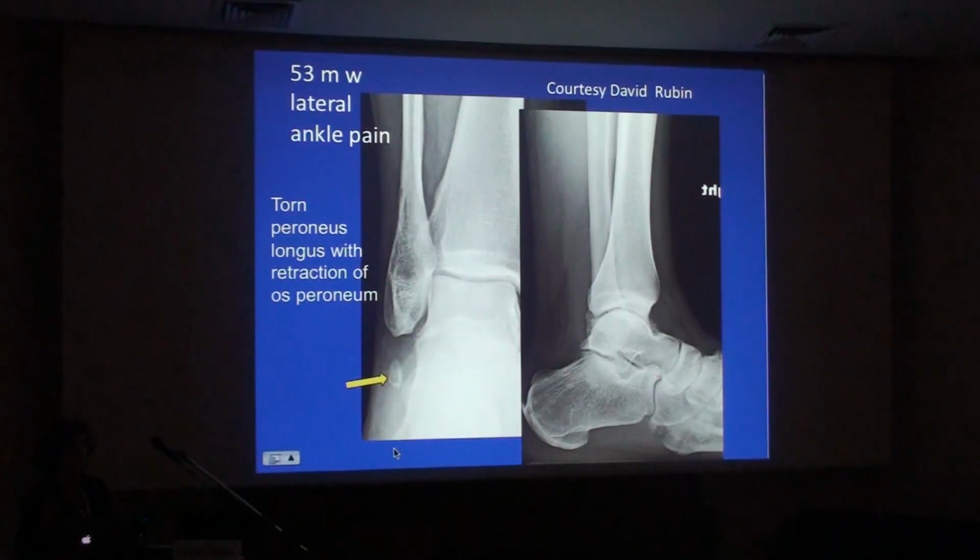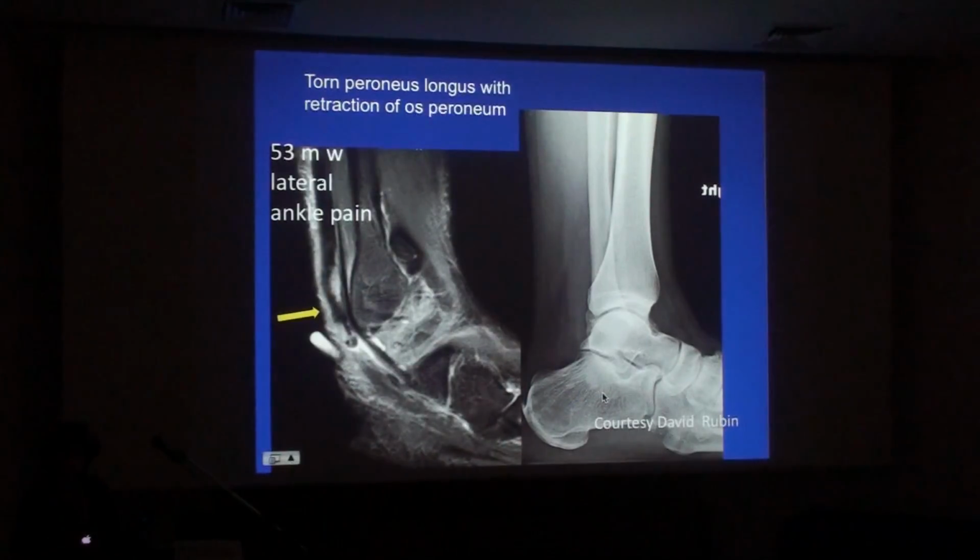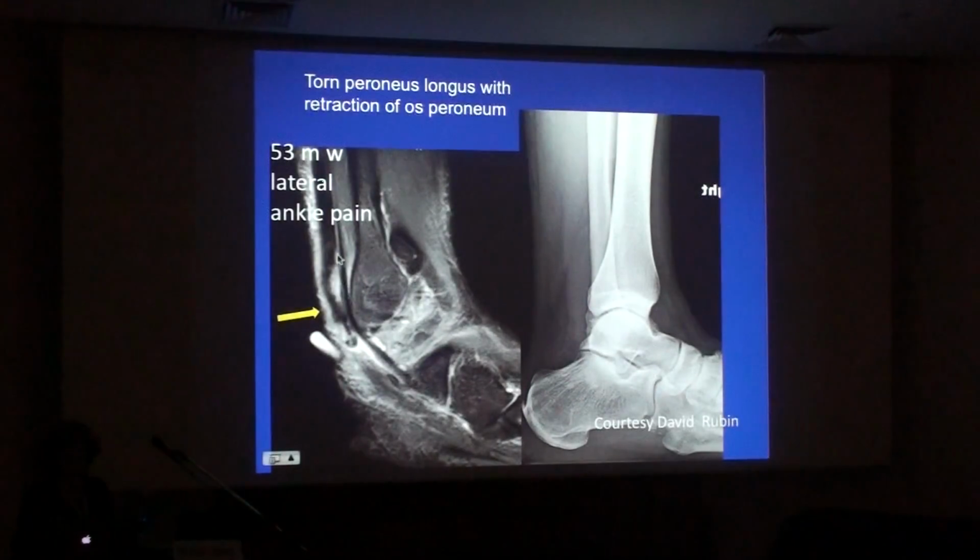They don't always have to be proximally displaced. I have a similar case where you see it on the AP view. You see a subtle change, but it's not proximally displaced on the sagittal or on the MR. And in this patient, here is the peroneus longus, and you see the retraction of the tendon, the full thickness tear there, and here is that fragment that we're seeing on the x-rays right here.